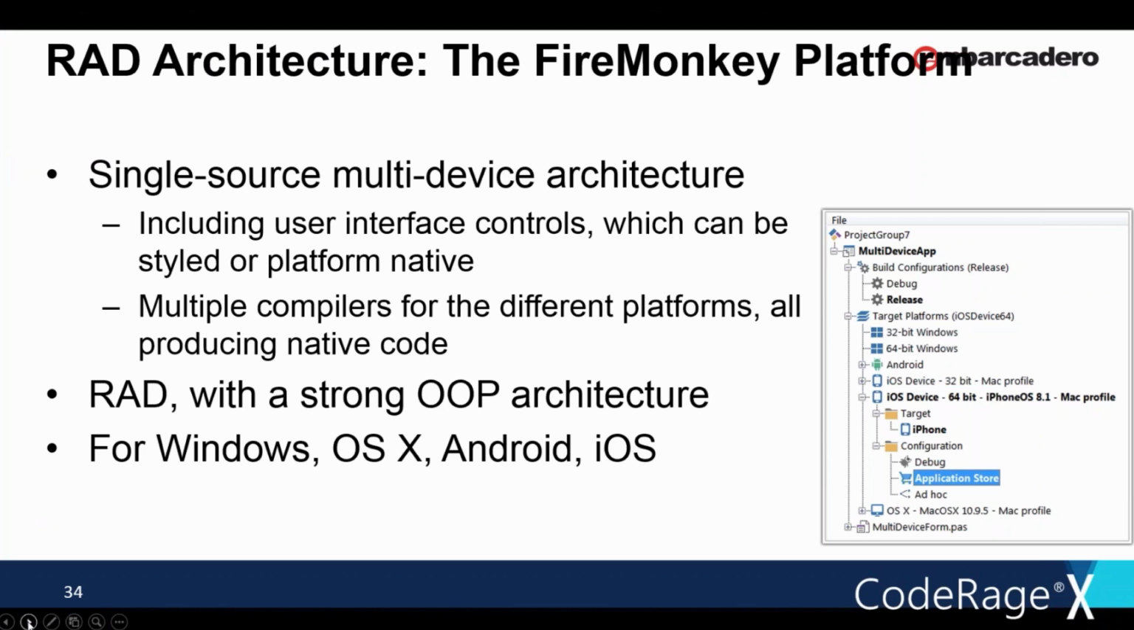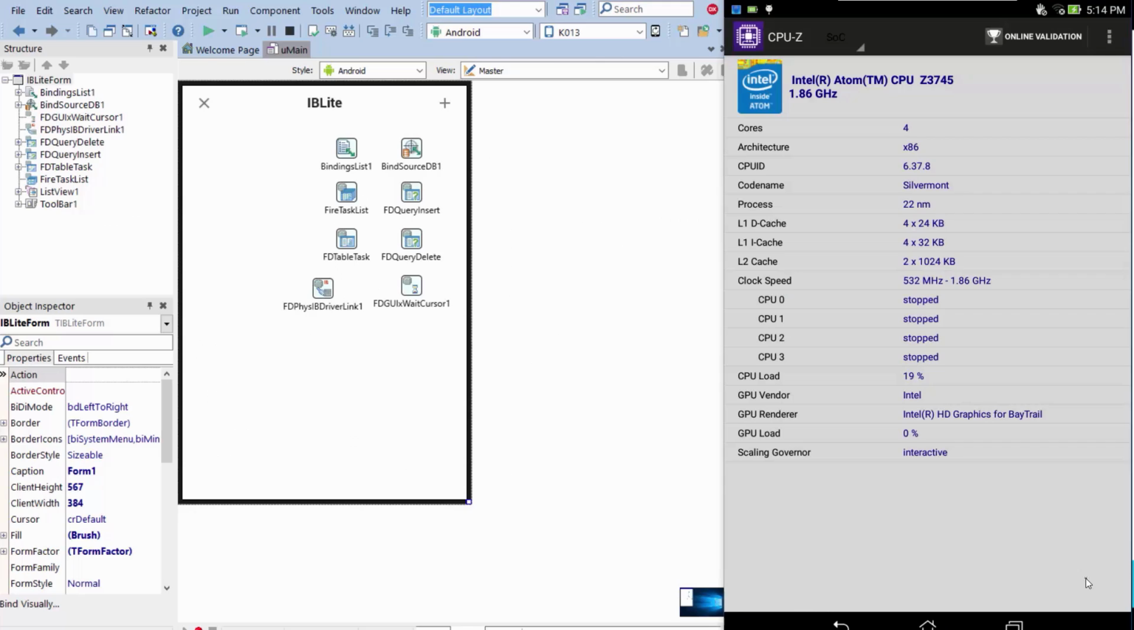So the FireMonkey platform, as you just mentioned, is a cornerstone platform. We have lots of sessions coming, focusing on our single source multi-device architecture, which is really unique in the industry. You can have style control. You can have a lot of platform native controls. We do ship a lot of compilers with the product for the different platforms and different bit resolutions of the CPUs, 32-bit and 64-bit for iOS and for Windows. So it is a unique proposition in the industry. It's really hard to match feature-wise.